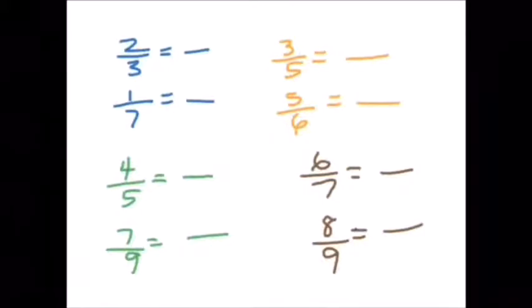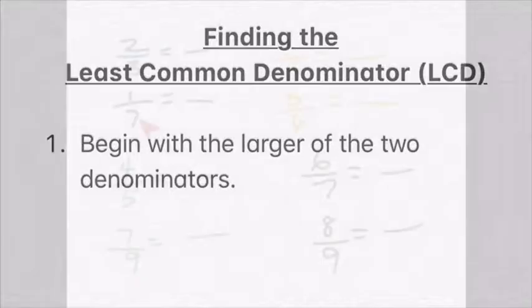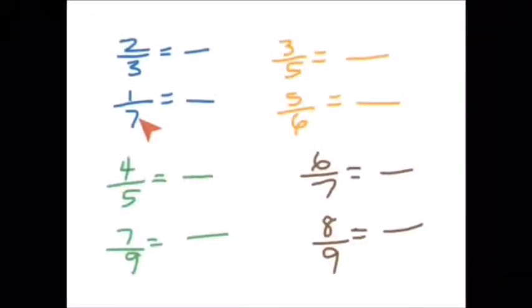So in the blue fractions, you have 3 and 7 in the denominators. Your larger number is the 7, so that's one we're going to start with. And then you just start the multiplication facts. 7 times 1 is 7. Can you multiply 3 times something and get 7? The answer is no. 7 times 2 is 14. Can you multiply 3 times something and get 14? The answer is also no. 7 times 3 is 21. Can you multiply 3 times something and get 21? Yes.